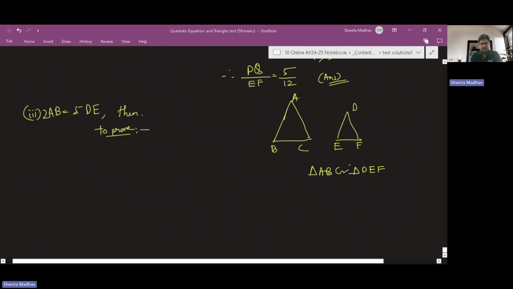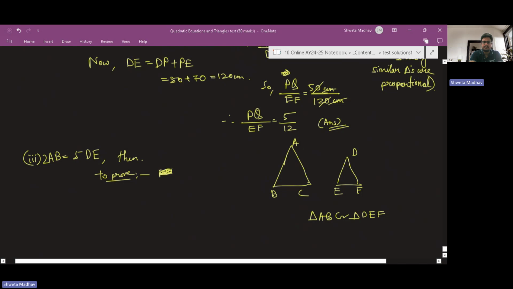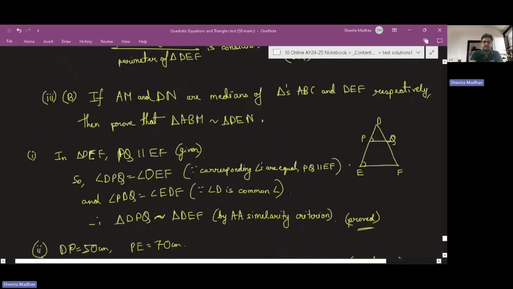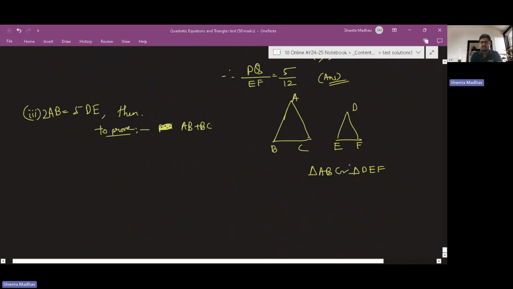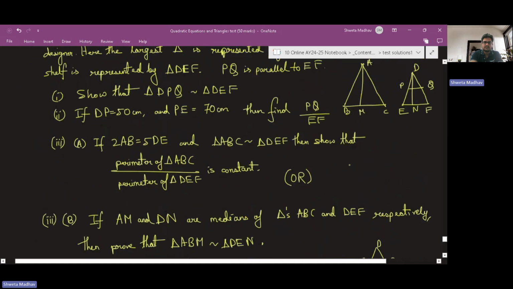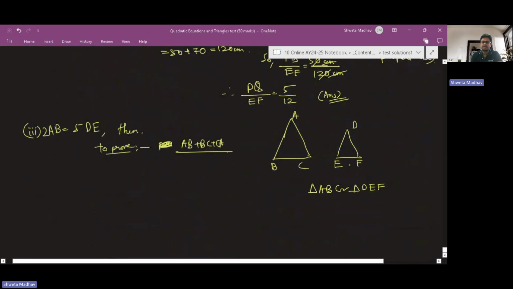that the perimeter of triangle ABC, which is AB plus BC plus CA, divided by the perimeter of triangle DEF is a constant. Now the perimeter of triangle DEF is the sum of all the three sides, that is DE plus EF plus FD. So that is a constant. We have to prove this.